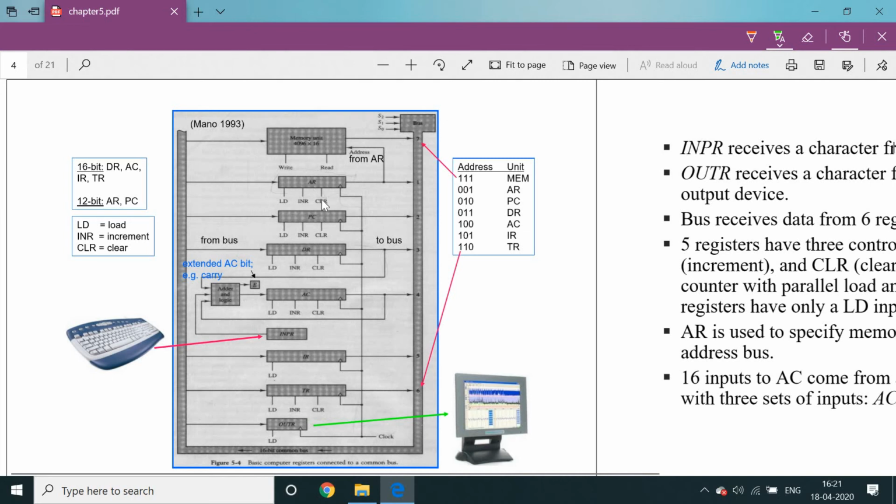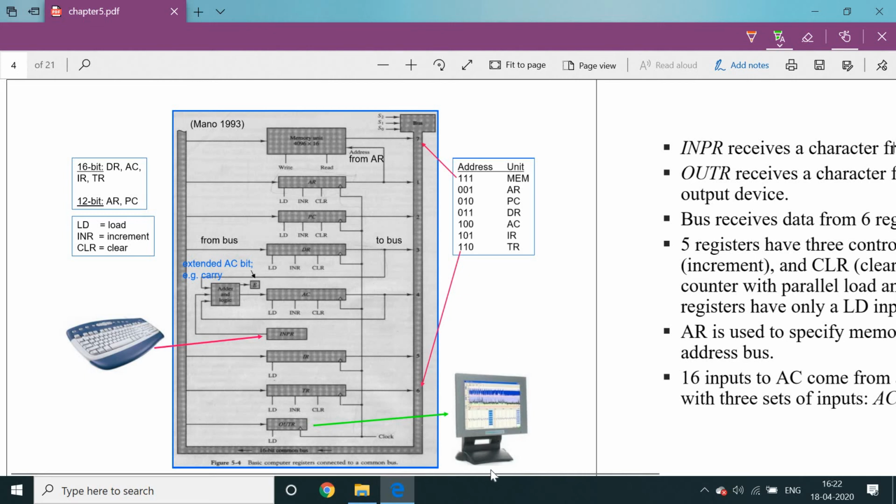Next, clear. If the clear control signal is activated, the complete information is erased. All the values are converted into zeros. Whatever the combination of zeros and ones, the complete 12-bit information becomes 12-bit zeros. The complete register holds all zeros when the clear control signal is activated.